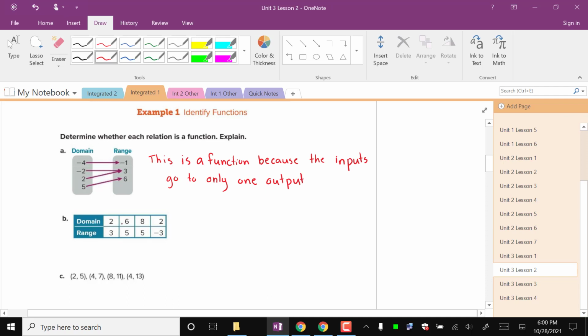Let's take a look at the second one. Our domain for the second one, we have 2, 6, 8, and 2. I notice that I have 2 twice. That's okay if they go to the same output, the same range value. If they don't, then we're not going to have a function. And what do you know? One goes to 3 and one goes to -3. So not a function.